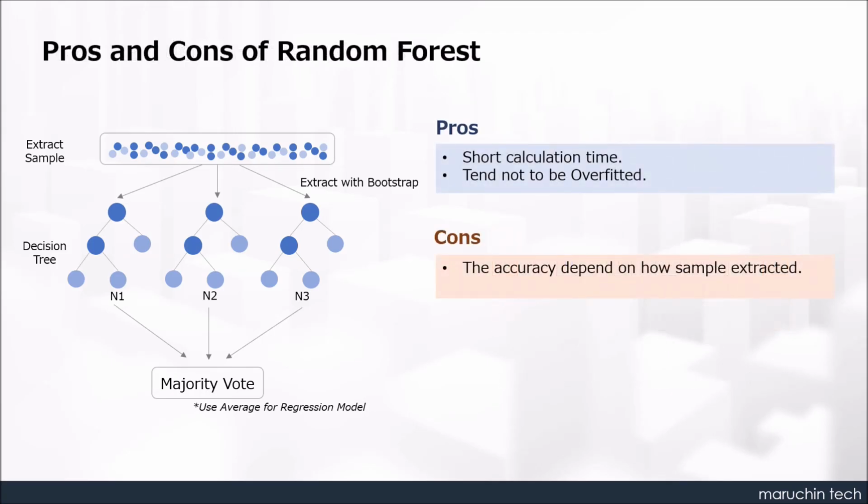A key feature of random forest is that it can run in parallel for each tree, making calculation time relatively short. Also, even if an individual tree overfits, the impact is diluted when viewed as a whole group. This makes the model robust against overfitting, which is a significant advantage. On the downside, the accuracy can sometimes depend on how the data is sampled, which leads us to the next point.